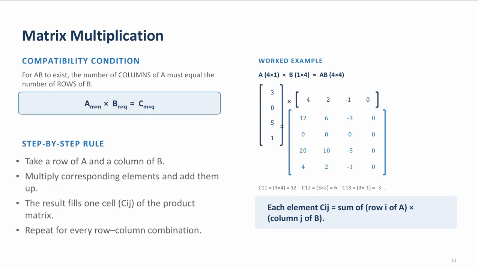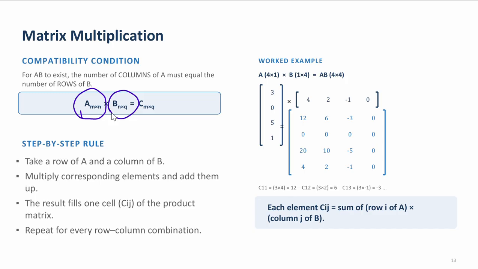Now for matrix multiplication, the compatibility condition, as we had seen in addition and subtraction, is that the rows and columns of both the matrices should be compatible. So the condition for multiplication is that the number of columns of A must be equal to the number of rows of B, right? Can you see here that this matrix A has m rows and n columns, and this matrix B here has n rows and q columns. The condition is that the columns of A must be equal to the number of rows of B. That means columns of A, so it is n here, is equal to the rows of the matrix B, right?